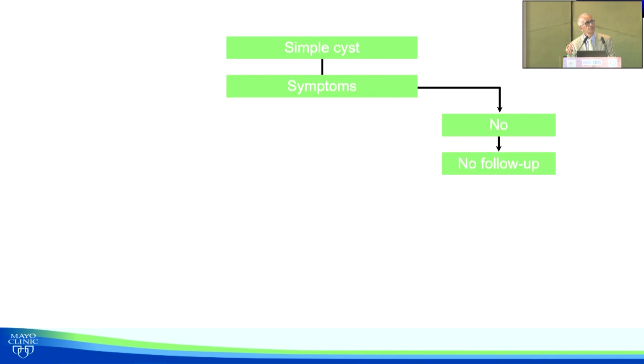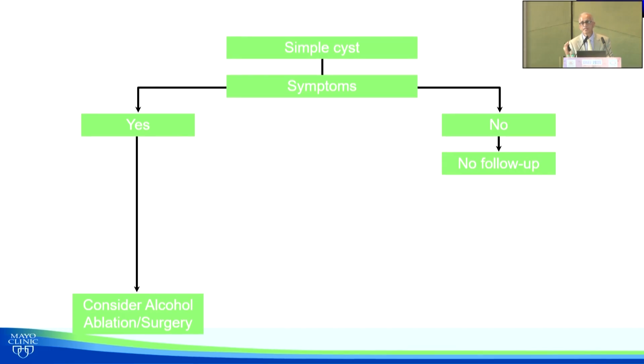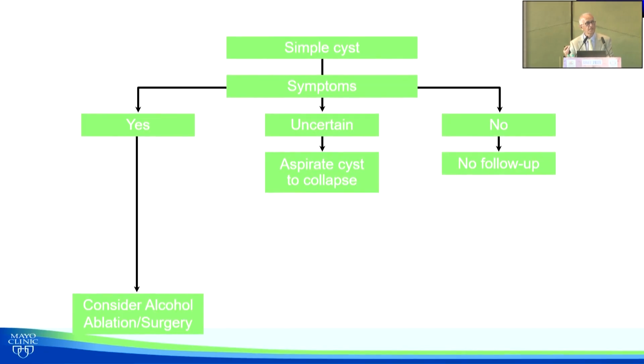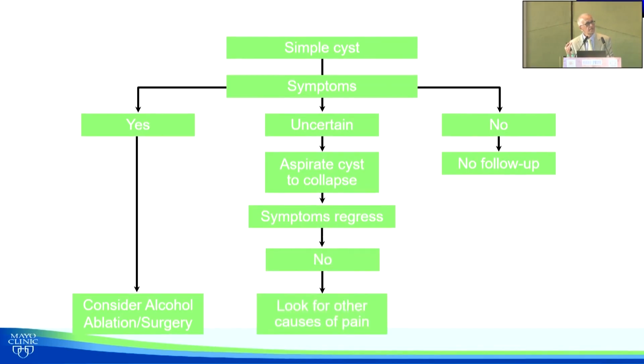So the first question is, is it simple or complex? Simple cyst, no symptoms like our patient, no follow-up. You don't even need to image them again. If they have symptoms, you're sometimes not very sure. If you're strongly considering that the symptoms are related to that, you can do alcohol ablation or you can do surgery. But sometimes you're not very sure. So then you aspirate the cyst to collapse. If you aspirate the cyst and the pain goes away, then you consider alcohol ablation. But if the pain does not go away, then you have to really look for other causes.